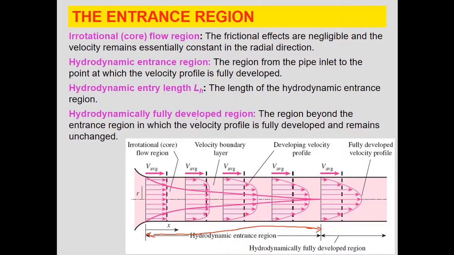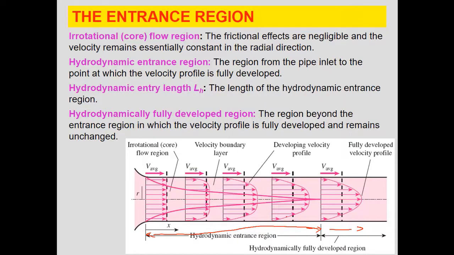Hydrodynamically fully developed region is the region beyond the entrance region in which the velocity profile is fully developed and remains unchanged. This part is the hydrodynamically fully developed region, when the profile of the velocity is not changed after this point.